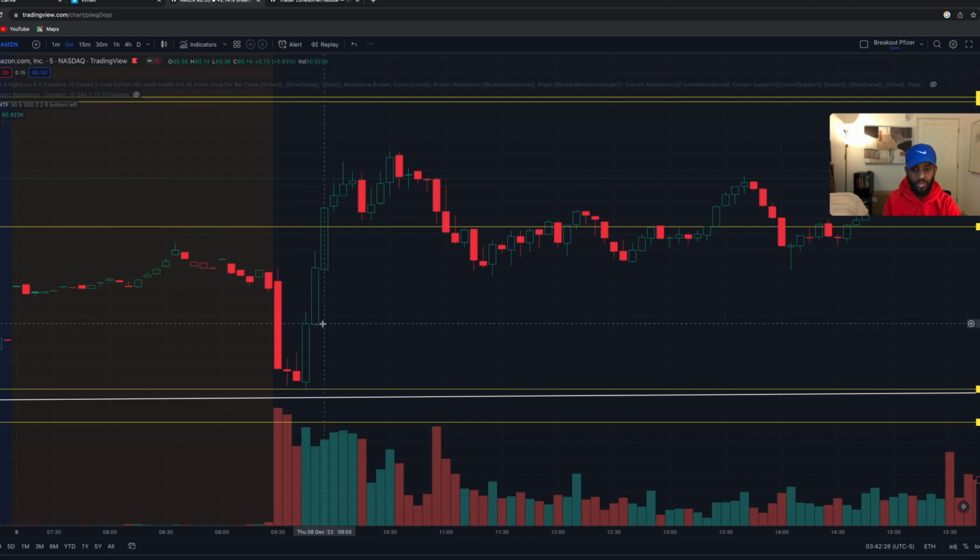We see 1, 2, 3, 4, 5, 6 green candles, 5-minute candles. That's 30 minutes of straight buying pressure. Even actually all the way up into here, maybe 40 minutes of buying pressure.